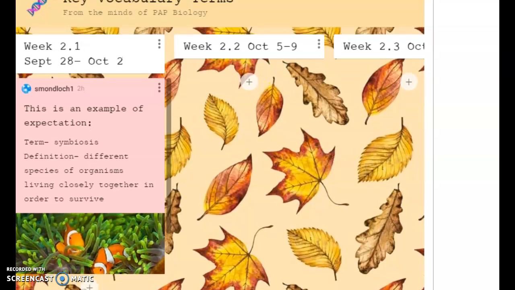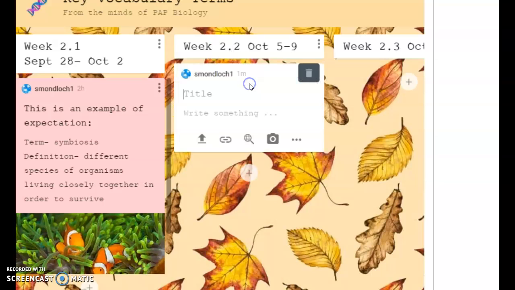And Padlet's really simple to do. To add your note, you click the plus sign. Of course, you're going to do it in the right column. And then here's your title. This could be where you actually put the word. And then click where it says write something, and you can cut and paste the definition, or you can type it.